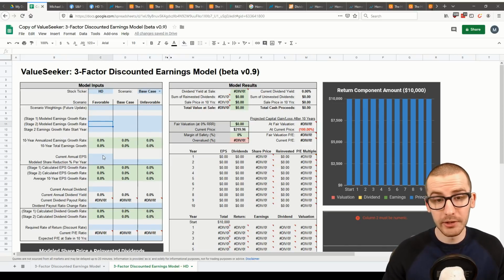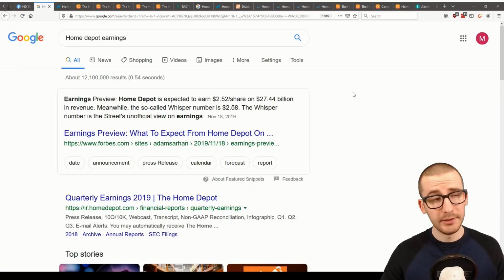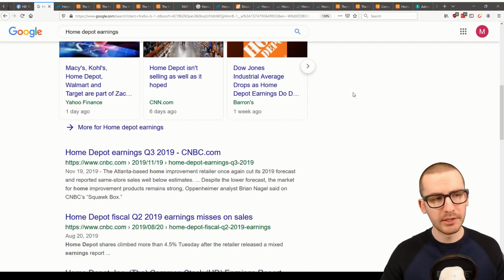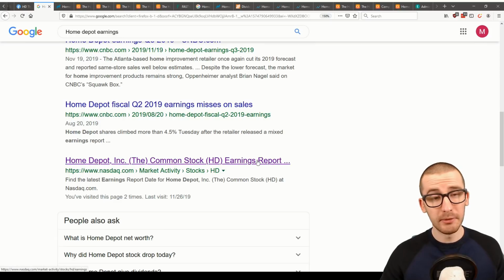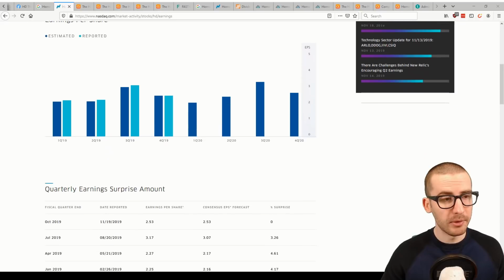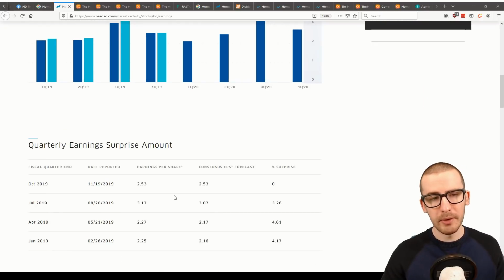So what I'm actually going to start off with is the current annual earnings per share, because this one is relatively straightforward, though there are a few nuances. So if you do a quick search for Home Depot earnings, one of the results that comes up is from Nasdaq.com. There's others you can use, but I find this one is relatively straightforward and provides most of the information I need. So from here, it provides the last 4 quarters of earnings.